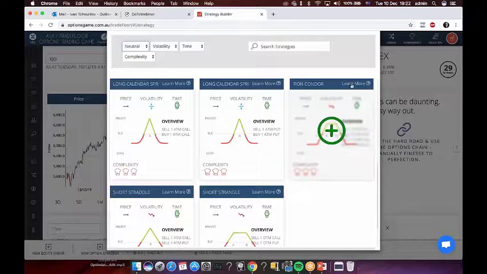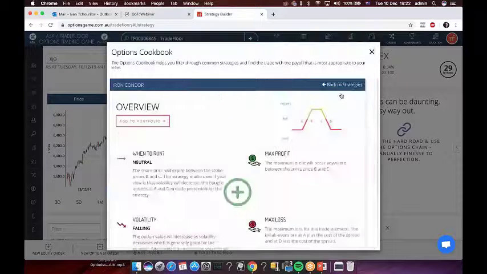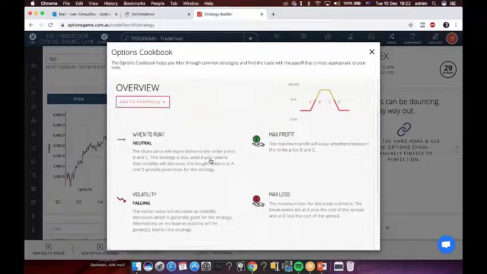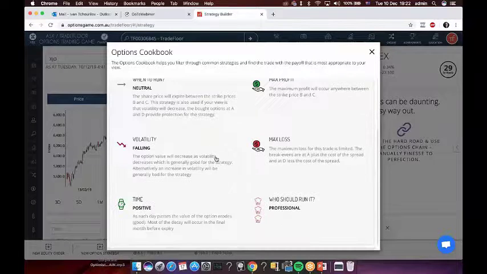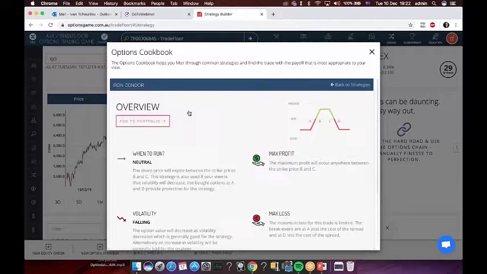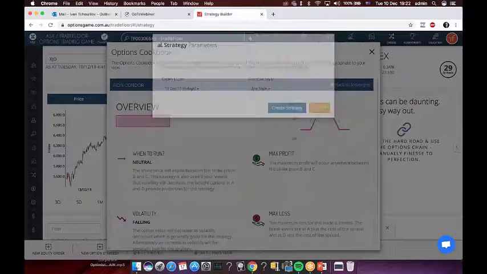With a lot of these strategies, if you're looking to learn one you haven't learned before, especially those at the intermediate level, you can always click Learn More and get an understanding of when you can run these strategies, the maximum profit, maximum loss, and what the time decay is doing for you. So let's create the Iron Condor.